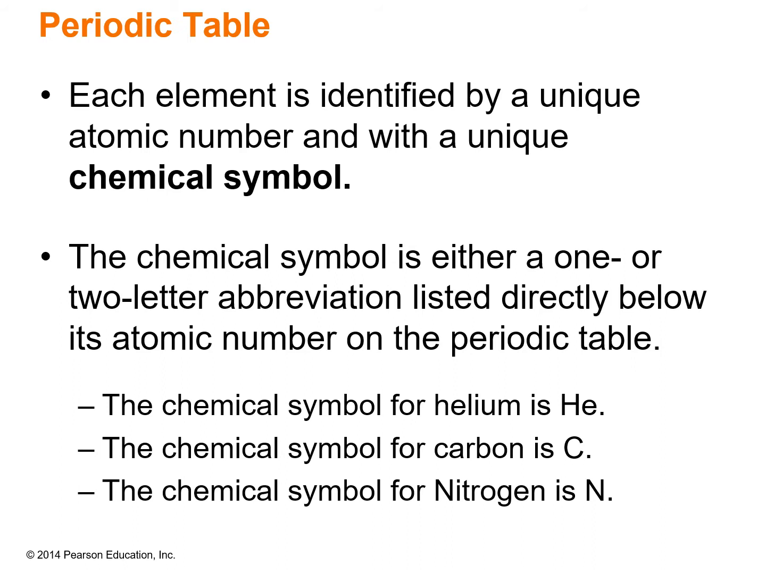Remember, the chemical symbols are either going to be a 1 or 2 letter abbreviation listed directly below the atomic number. Do remember that the first letter is always capitalized, and if there are two letters in the symbol, the second letter is always going to be lowercase. This can especially be really confusing when you have similar substances. So here we have the chemical symbol for helium is capital H lowercase e. Chemical symbol for carbon is a capital C. Chemical symbol for nitrogen is N.